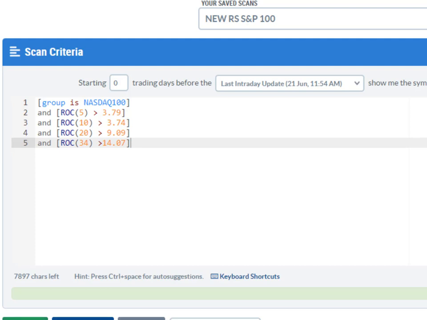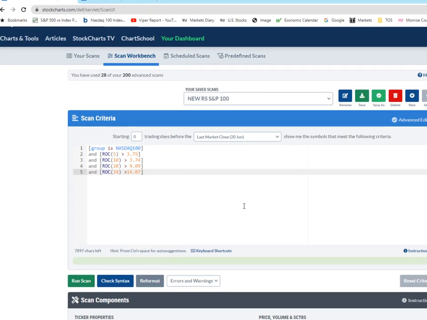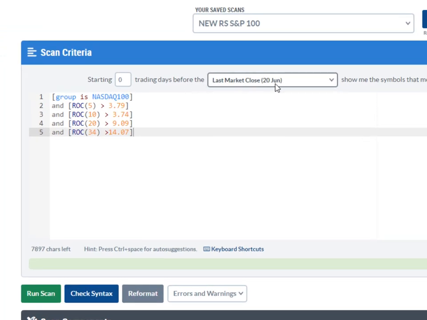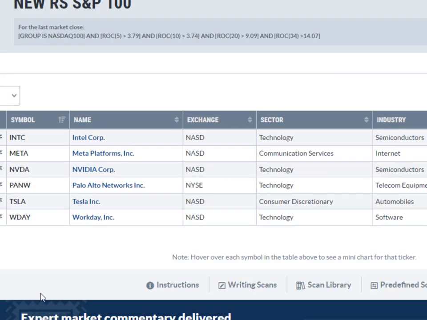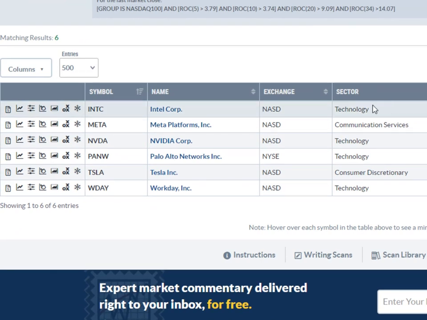So if we run this scan, we do not want to use intraday data. So you can say we're trading days before the market closed on the 20th. You can see that scan. So we're going to be looking at the closing data as of June 19th. And here you come up with just 6 stocks. Now earlier in the year, as the QQQ was just starting to lead the S&P 500, you had many more stocks that came up in the scan.